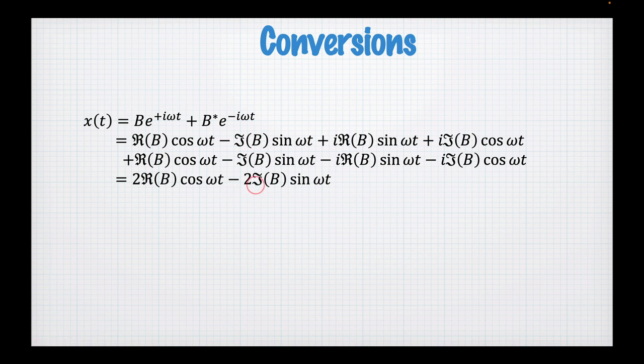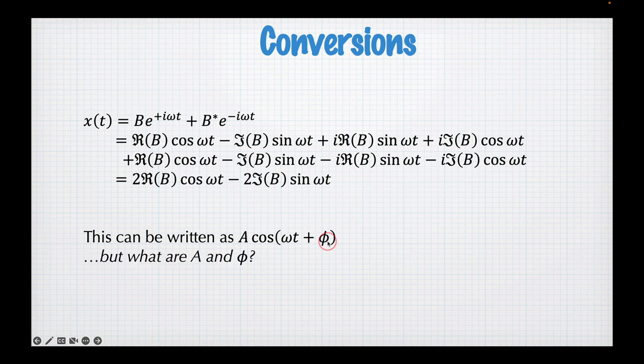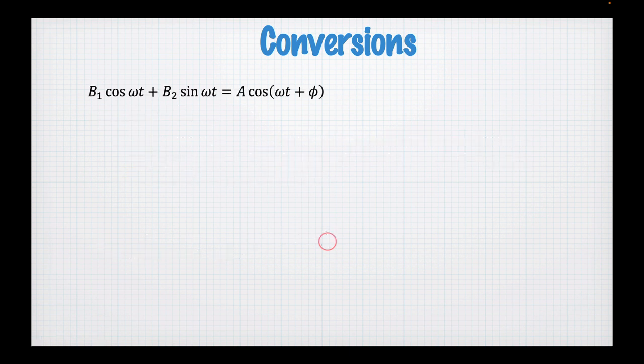Now, we could still contract this further by writing it as a single cosine function with some amplitude A and some phase phi. But what are A and phi? Well, there are a couple of ways of doing this. One way is to use brute force and trigonometric identities.